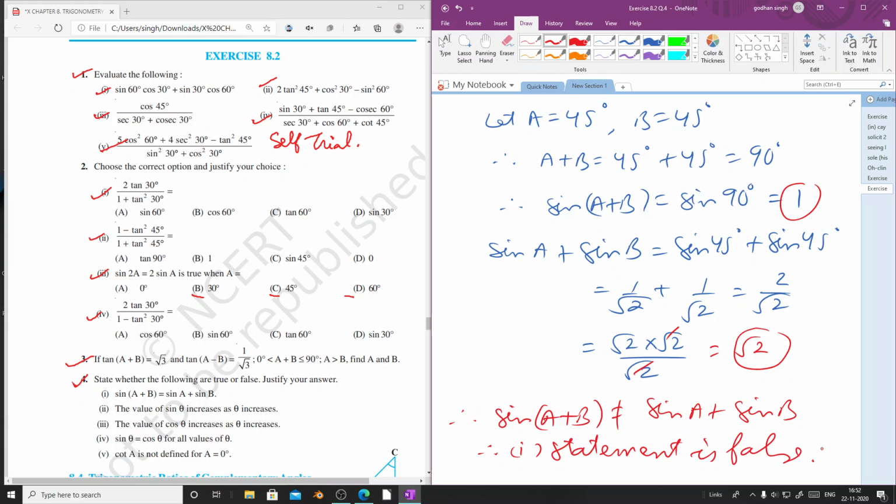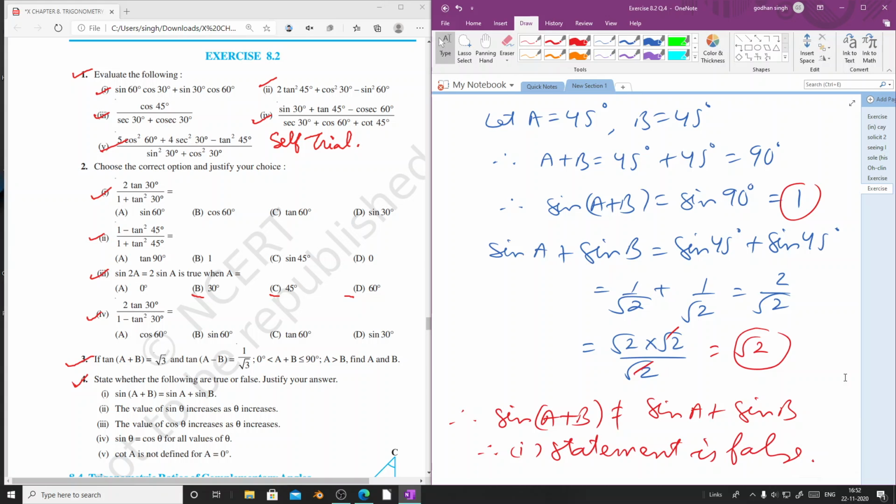But if it is false, then we can give an example. So if the statement is false, simply giving an example is enough. But if the statement is true, then giving an example is not the correct way. It is in fact the wrong way of solving the question.